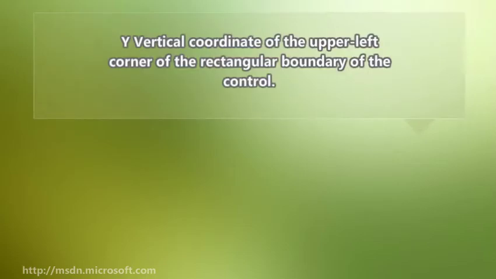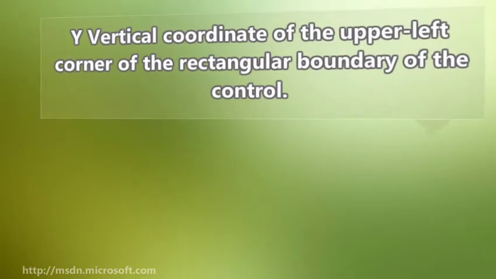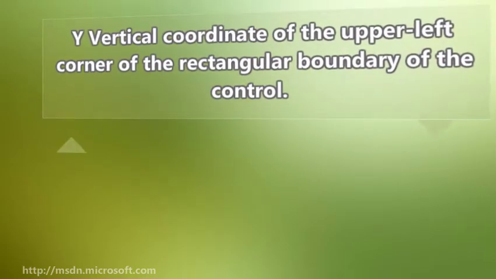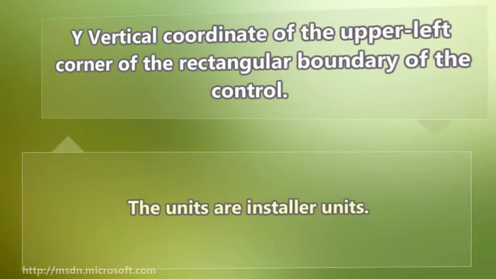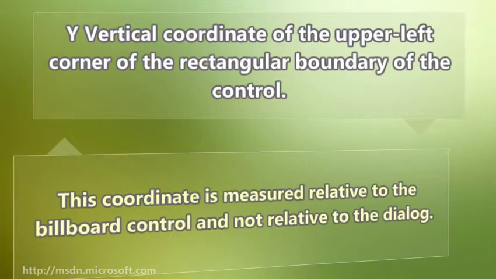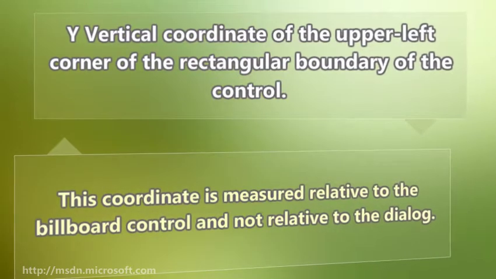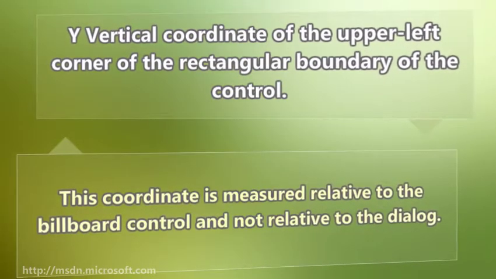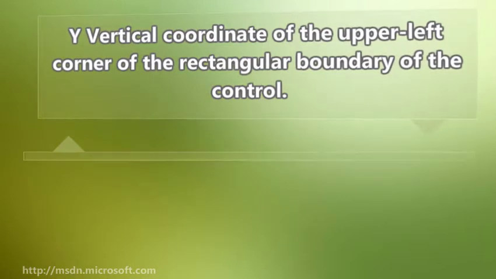Y: vertical coordinate of the upper left corner of the rectangular boundary of the control. The units are installer units. This coordinate is measured relative to the billboard control and not relative to the dialog. This number must be non-negative.